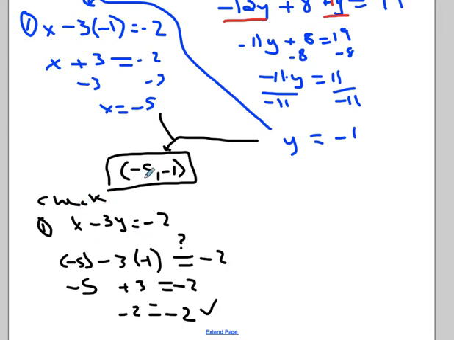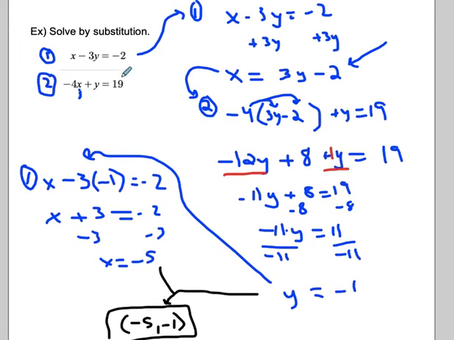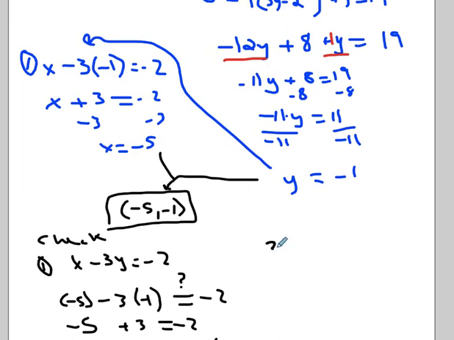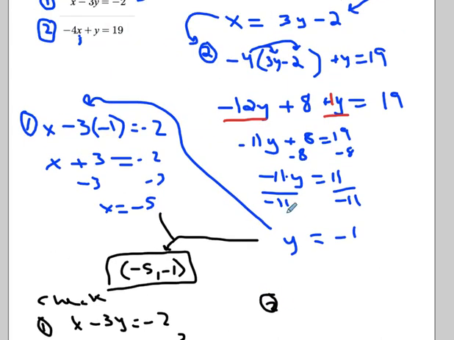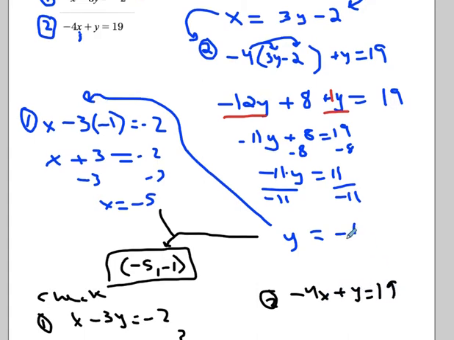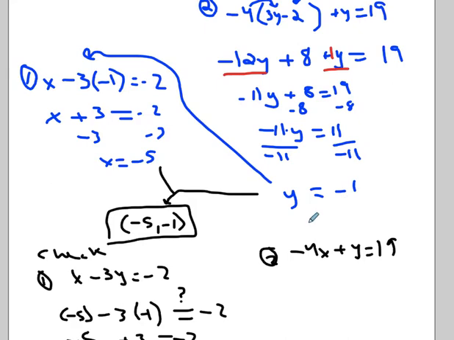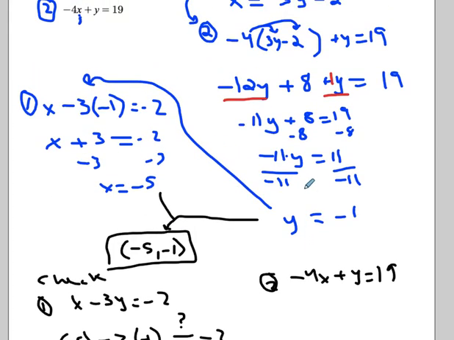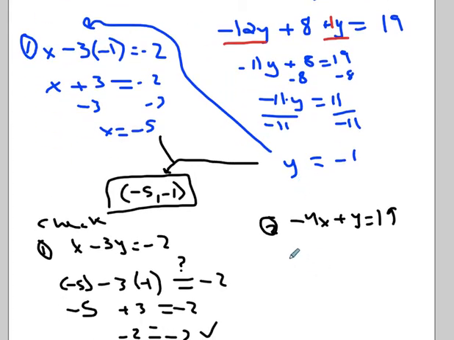So we know that this point, negative 5, negative 1, is a point on equation 1. Now we've got to check to make sure it's a point on equation 2. So we're going to take equation 2 over here. I'm going to write it down: negative 4x plus y equals 19. And if I'm talking too fast, slow me down and rewind me. And we're going to plug this in.